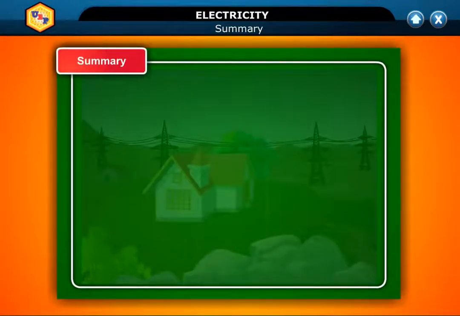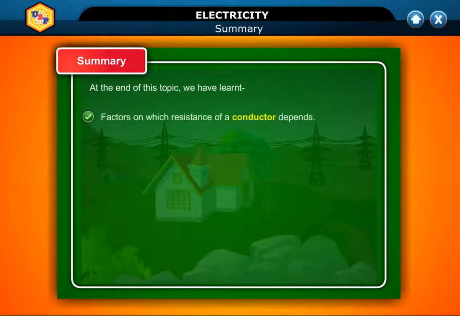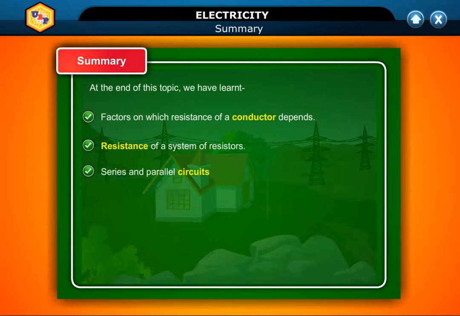Summary. At the end of this topic, we have learnt factors on which resistance of a conductor depends, resistance of a system of resistors, series and parallel circuit.